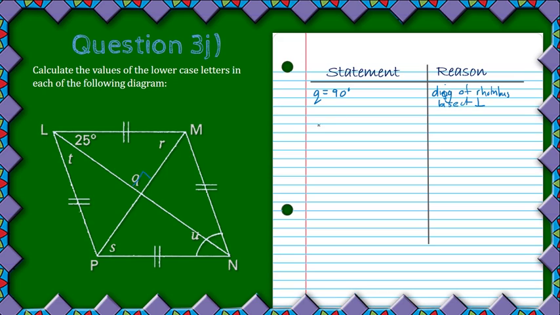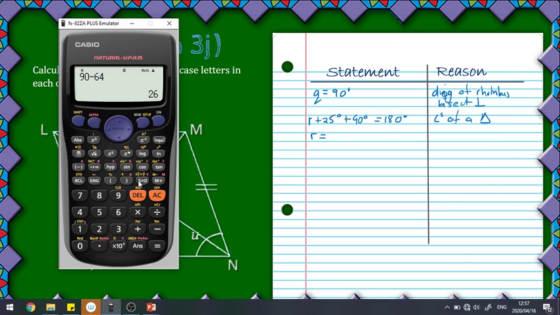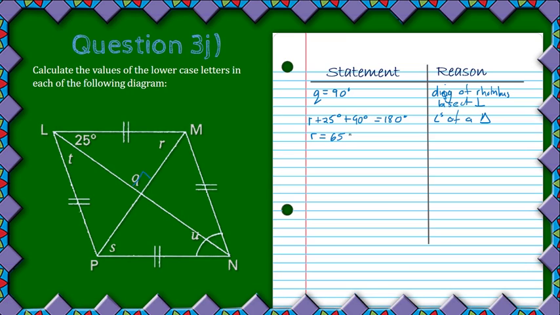So I can use interior angles of a triangle to solve for R. I can say that r plus 25 degrees plus 90 degrees will be equal to 180 degrees. And that's simply angles of a triangle. So r will then be equal to 180 minus 25 minus 90. So that gives me 65 degrees.